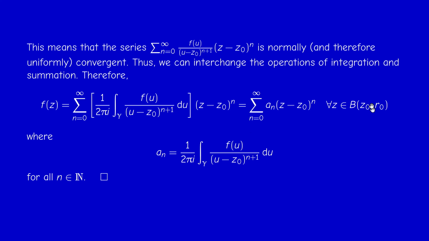Therefore, this is true for every z in this disk. So we can write f of z as a power series about z0, where the coefficients are given by this formula. Okay, so not terribly difficult, but we had to prepare for that. Not trivial. Now keep in mind this formula because we shall return to it later. So the coefficients are actually given by a formula.